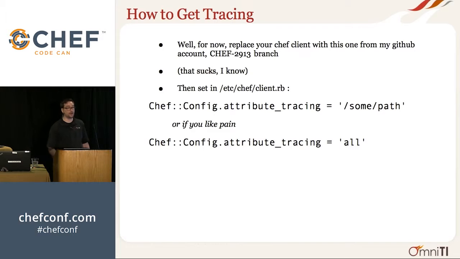Or you can set it to the string all. And my God, the things it will do if you say all. Expect a slowdown of 20 to 40 times of your convergence time. And it's going to hit so many things and bloat memory huge. I don't expect you guys to do that. Please don't do that. Anyway, most of it's coming from Ohai. Ohai sets so many attributes.